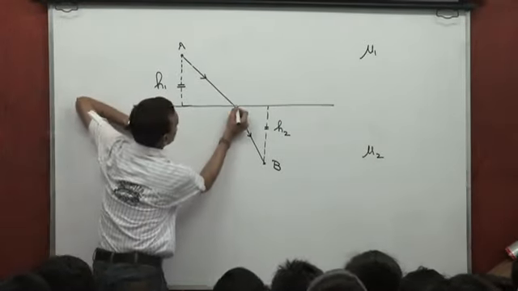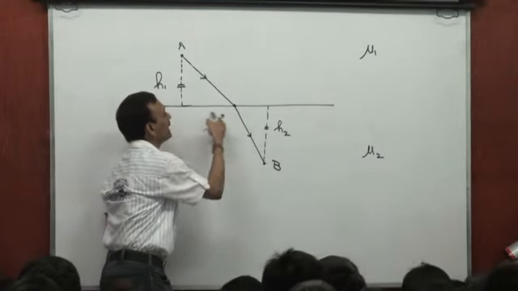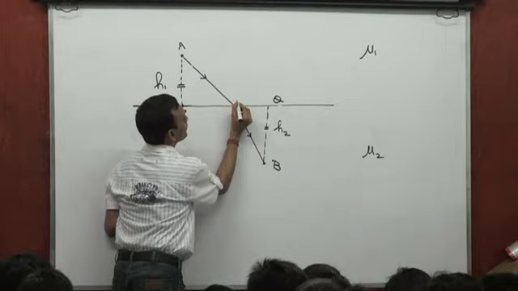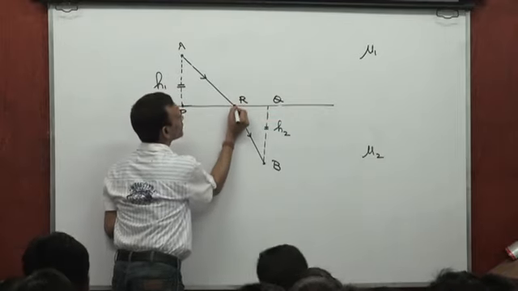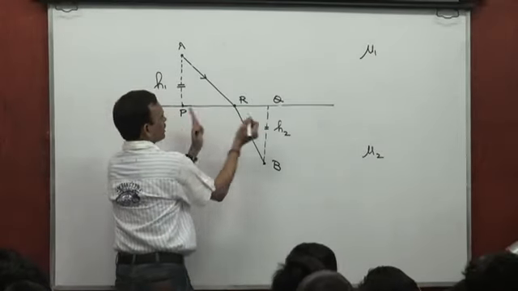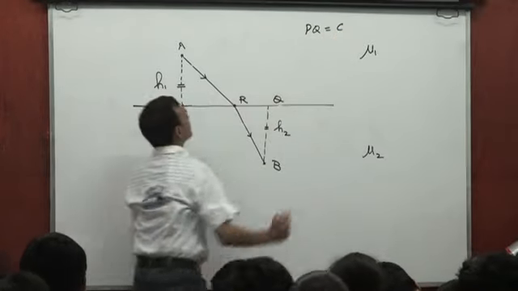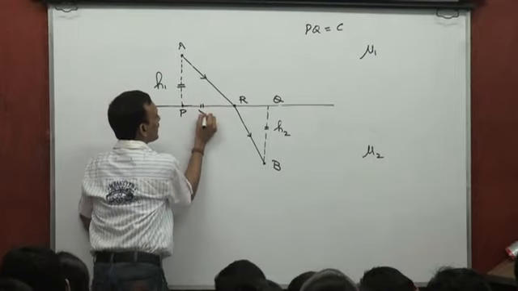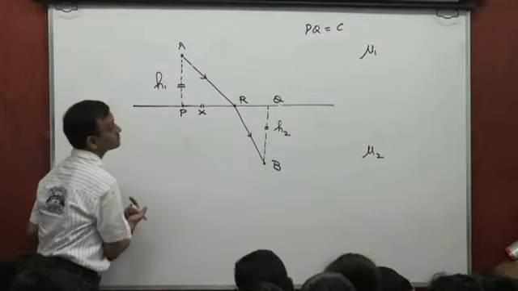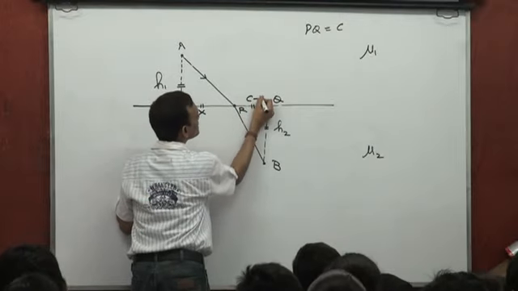And in order to go from A to B, the ray of light has to select this point. This is a variable point, right? It could be anywhere. So this is PQ and R is the variable point. Let's say the horizontal separation between P and Q, like before, is C. PQ is C. And locate PR by a number X, which is a variable. For different values of X, you will have different R's, right? And then RQ becomes C minus X.